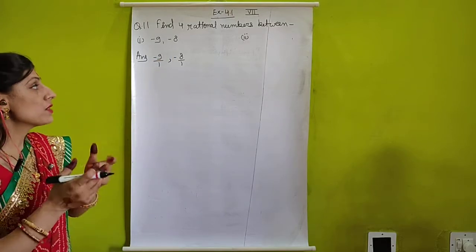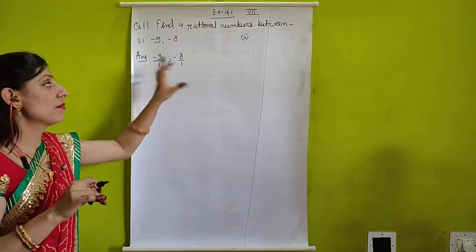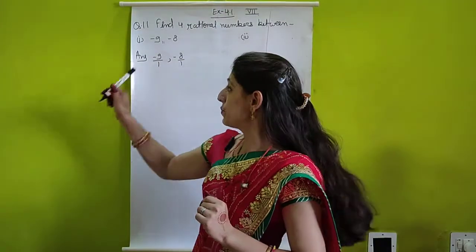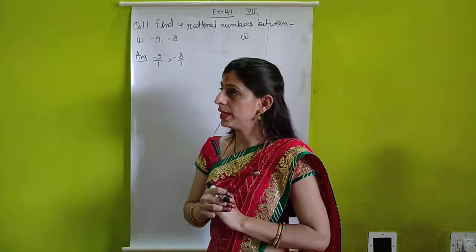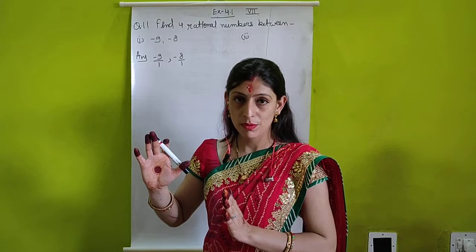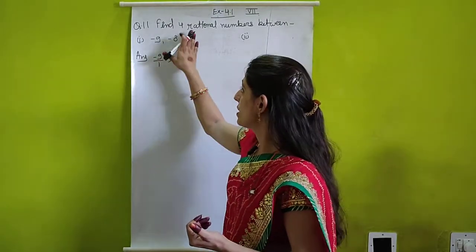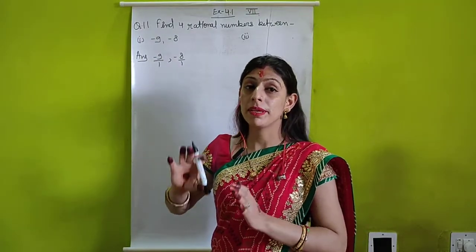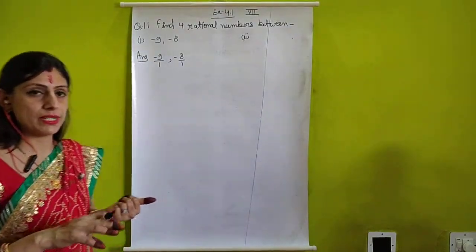As you can see here, only one number, minus 7, is there between minus 9 and minus 8. So how can we get four rational numbers between minus 9 and minus 8? For that, you can see the denominator is the same, minus 1 and minus 1. But here we are not able to find four rational numbers. So we will change the denominator, but we will make the same denominator for minus 9 and for minus 8. Okay students?